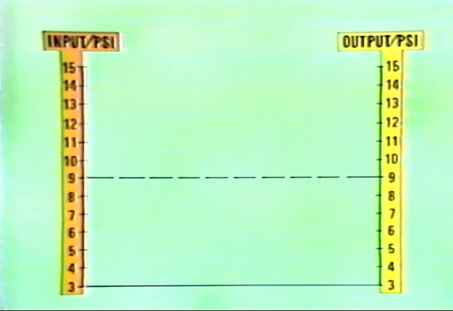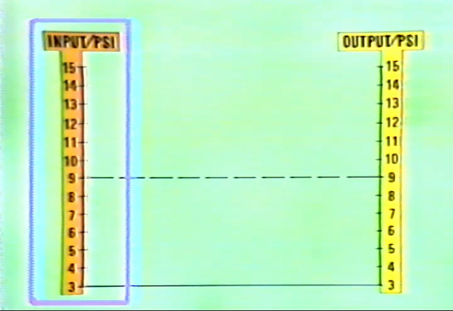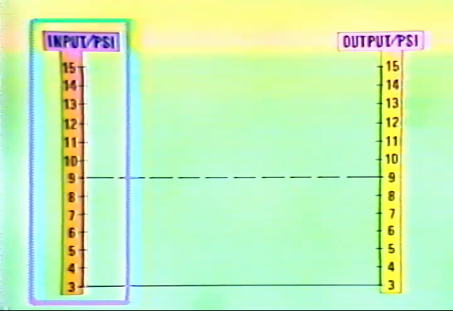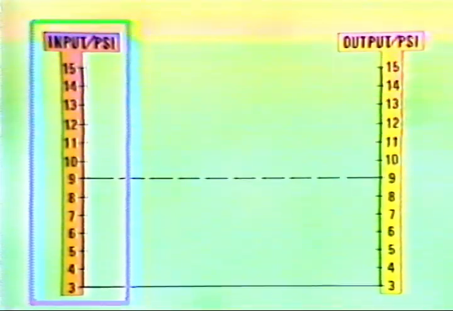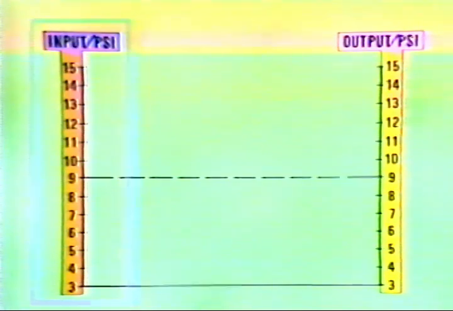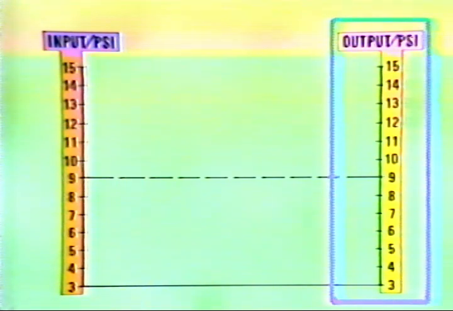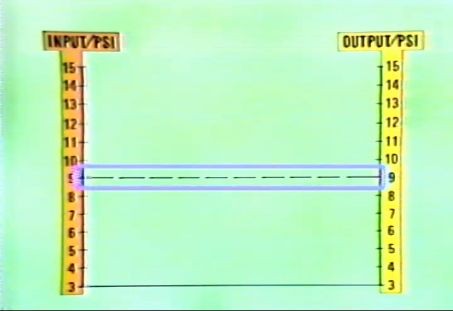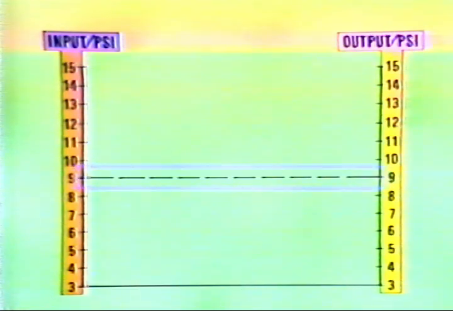The graph we'll use has two scales. The orange scale represents the input signal to the controller. Since the signal comes from a process transmitter, it directly represents the present condition of the process. It's marked off in PSI from 3 to 15. The yellow scale represents the controller's output. It's also marked off from 3 to 15 PSI. A dashed line represents set point for the system.